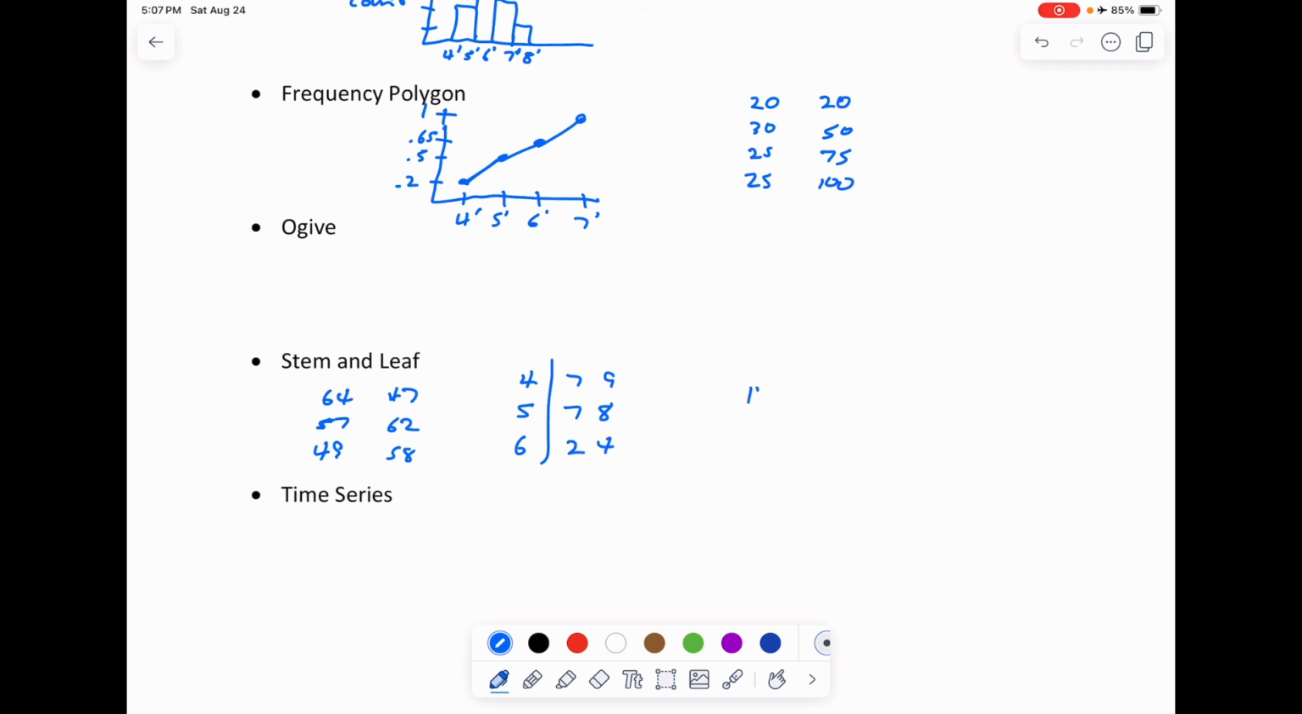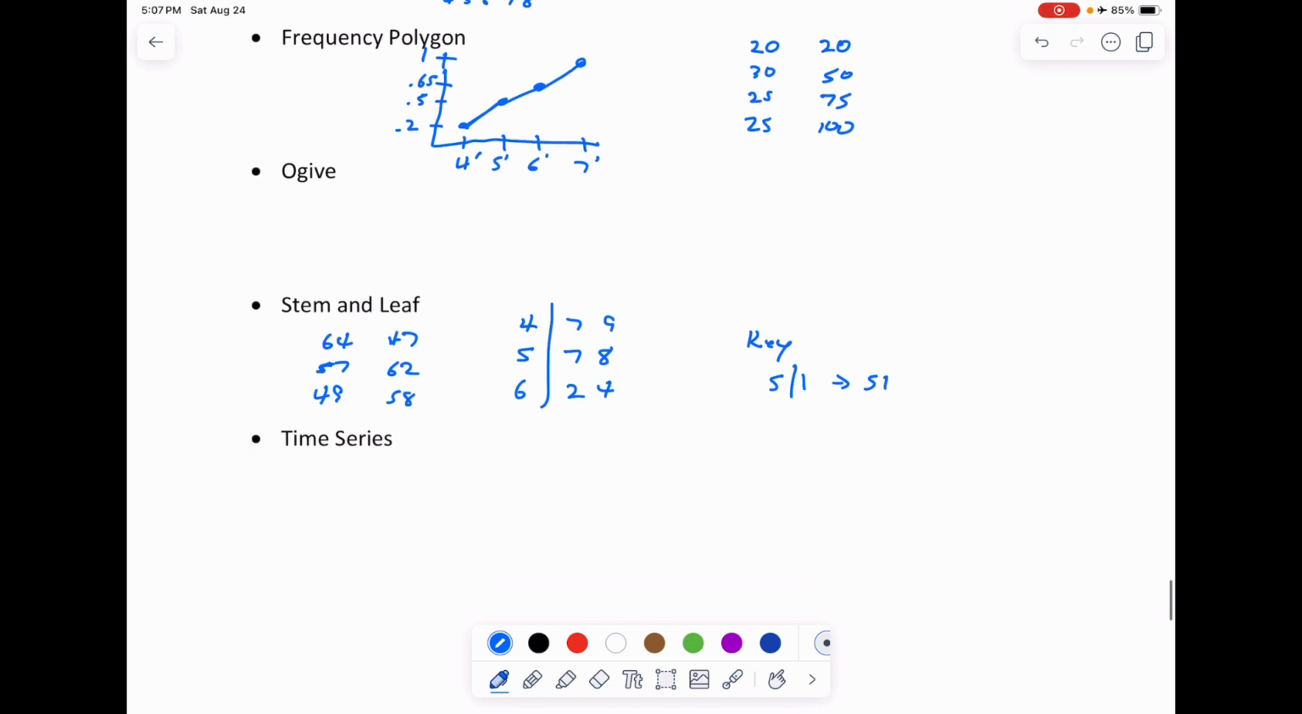So the key here, if you will, is that a 5, 1 is 51. The numbers on the left side are your 10s, the numbers on the right side are your 1s. It's a way to organize your information, kind of like a dot plot. You see all of the data, but it's represented in a slightly different way. You could do the same thing for decimals. You could take 2.1, for example, and the key here is that 2.1 is 2.1. So the numbers on the left are the ones, the numbers on the right are tenths.